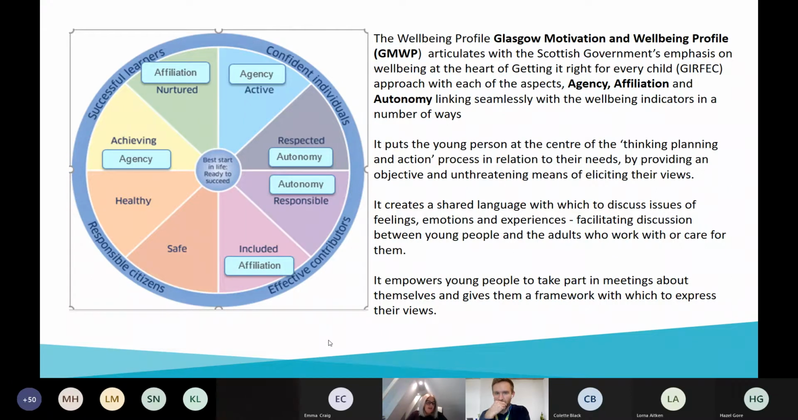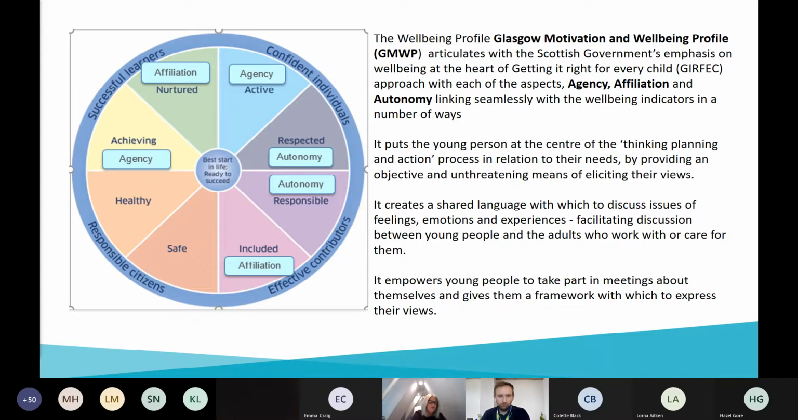The wellbeing profile, the GMWP, is founded on the self-determination theory. This theory suggests that people can become self-determined or motivated when their needs for agency, affiliation and autonomy are fulfilled. The theory of motivation suggests that people tend to be driven by a need to grow and gain fulfilment. The Glasgow Motivation and Wellbeing Profile, GMWP, articulates the Scottish Government's emphasis on wellbeing at the heart of Getting It Right for Every Child, the GIRFEC approach, with each of the aspects, agency, affiliation and autonomy, linking seamlessly with the wellbeing indicators in a number of ways.